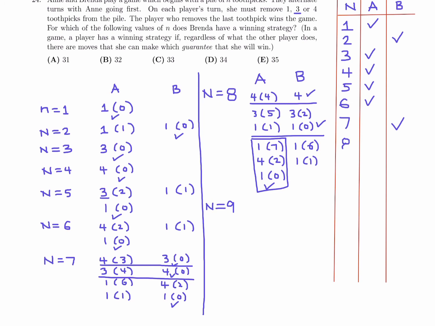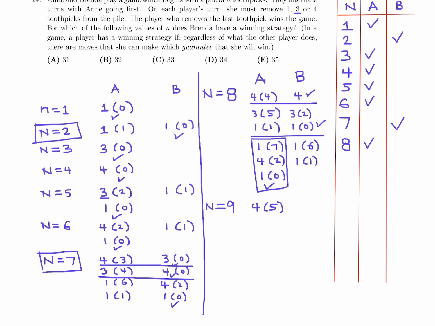The only way that Anne can lose is if in all the scenarios she loses. See what I mean? And that happened here when N equals 7. It also happened when N equals 2. And then one last one, N equals 9, and then we'll discuss this. Okay, so we've got 9, right? So if Anne chooses 4, removes 4, there's 5 left.